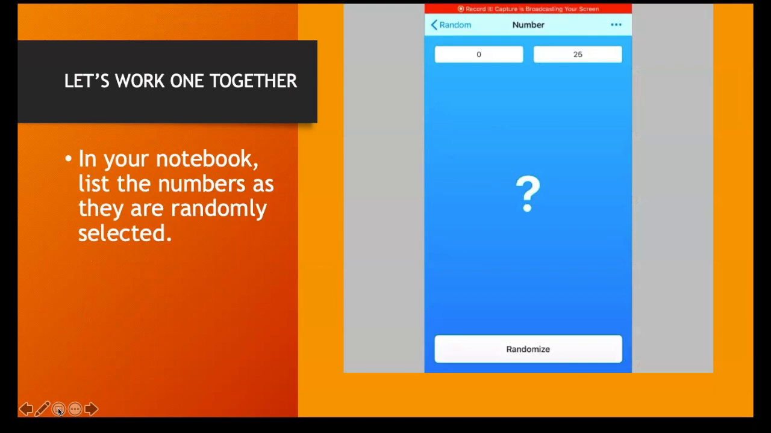So let's work this one together. In your notebook, I want you to list the numbers as they are randomly selected. So that means you're going to have to focus on this blue screen here. See that question mark? That's where you want to focus your eyes right now. I'm going to count down, then you're going to start writing your numbers. 5, 4, 3, 2, 1. Focus.